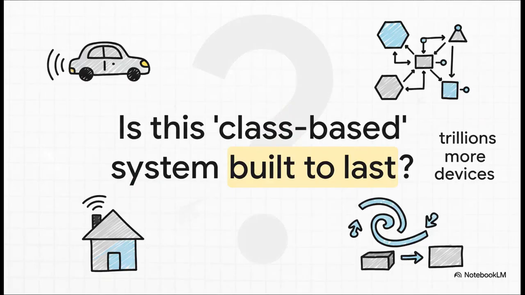But that leaves us with one final and really important question. This original class-based system was pretty rigid, and we have already completely run out of new IPv4 addresses. So, with a future that includes smart everything, smart cars, smart cities, trillions more devices coming online, is this system really built to last? Or is there a new, more flexible system that's already taking over? Well, that's a story for another time.